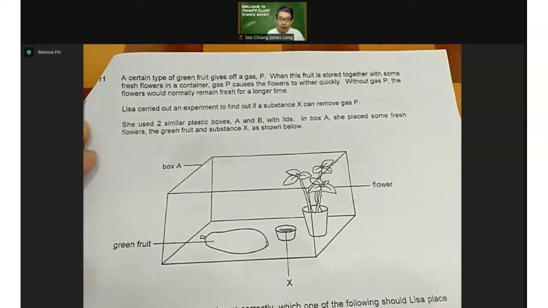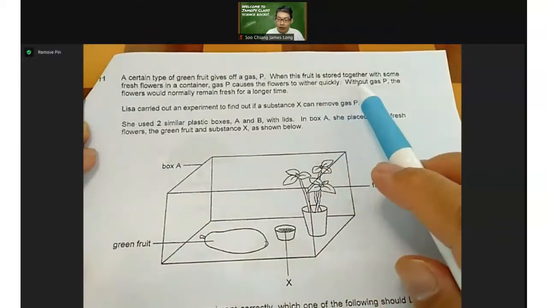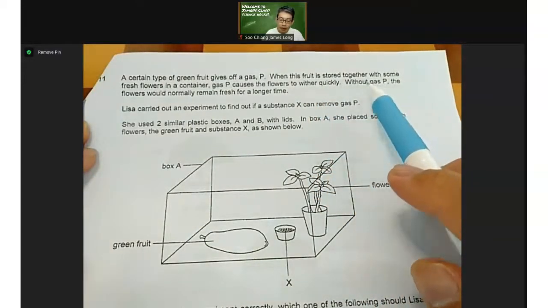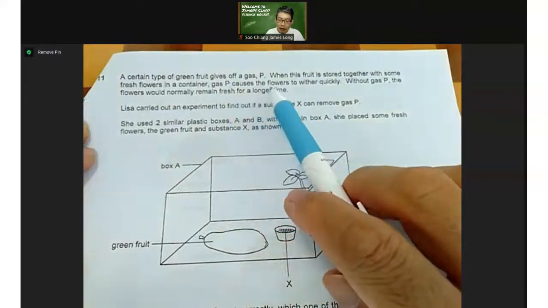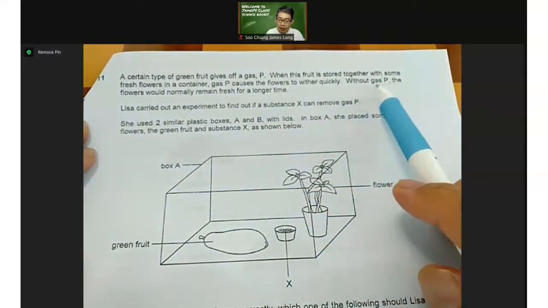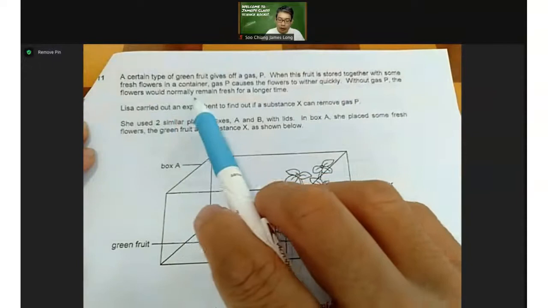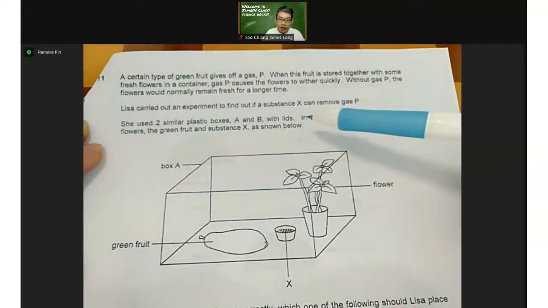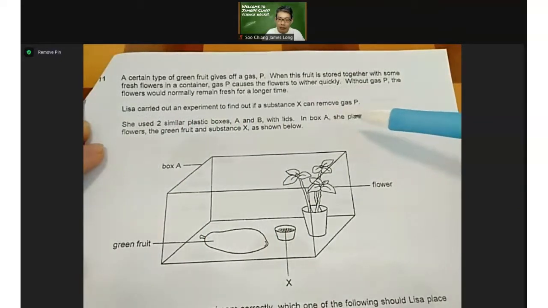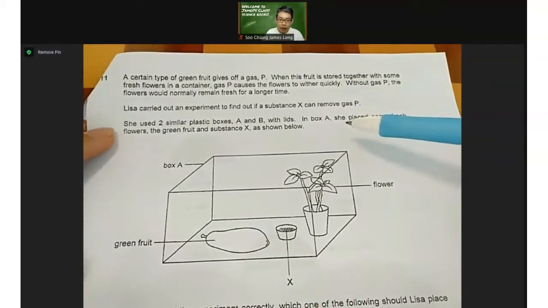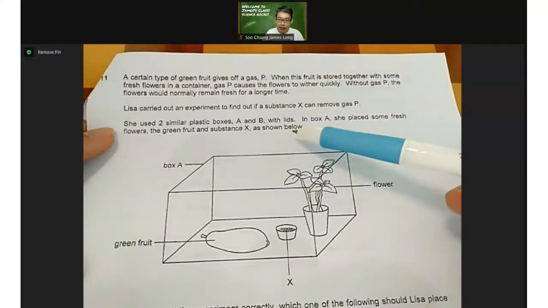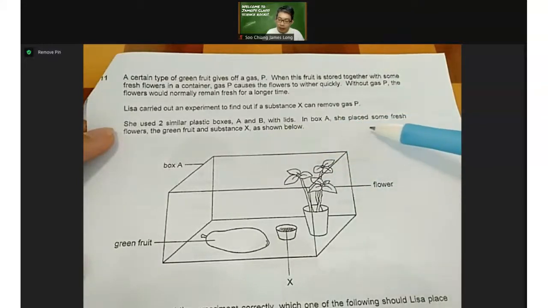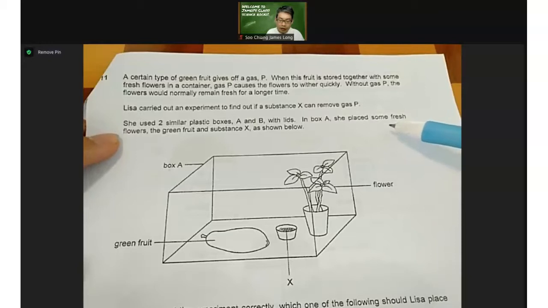A certain type of green fruit gives off a gas P. When this fruit is stored together with some fresh flowers in a container, gas P causes the flowers to wither quickly. Without gas P, the flowers would normally remain fresh for a longer time. Lisa carried out an experiment to find out if a substance X can remove gas P. She used two similar plastic boxes, A and B, with lids. In box A, she placed some fresh flowers, the green fruits, and substance X, as shown below.